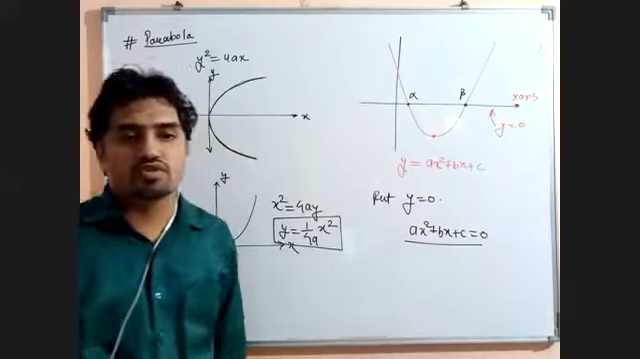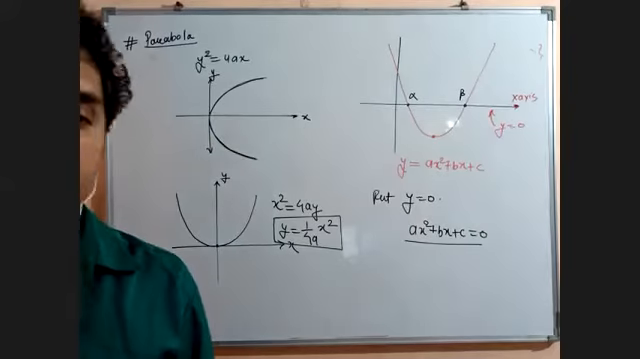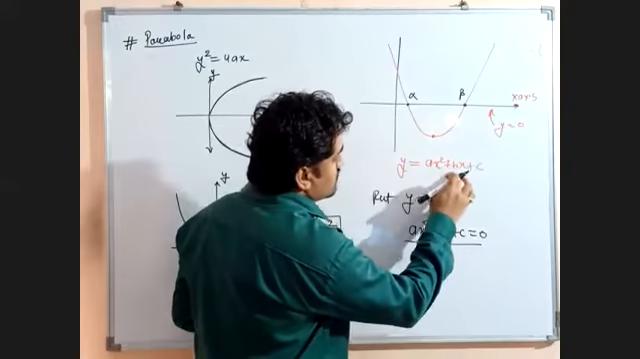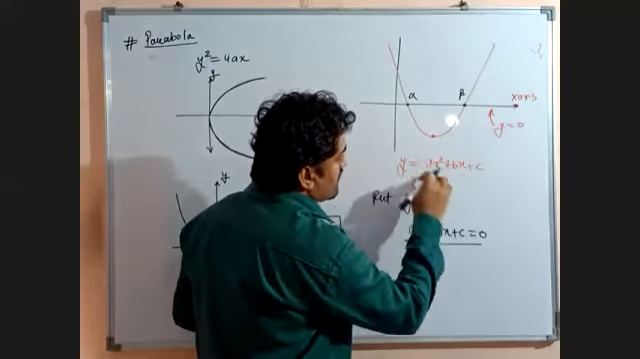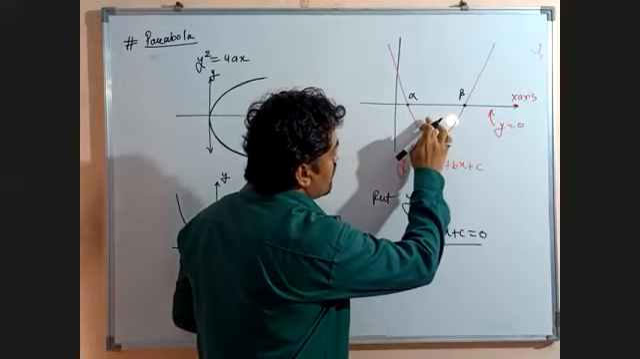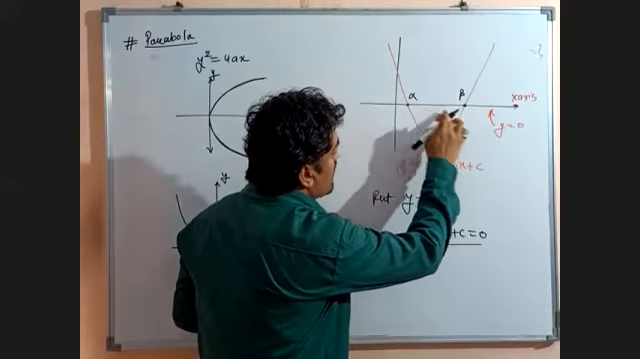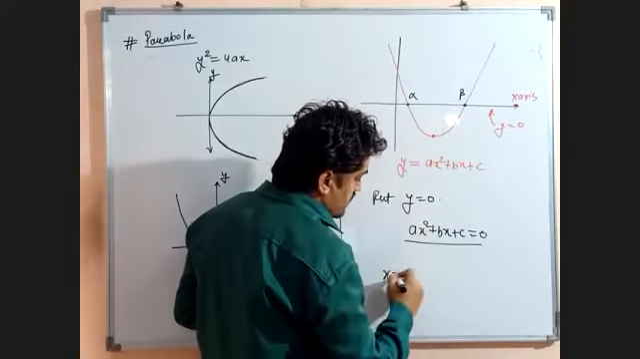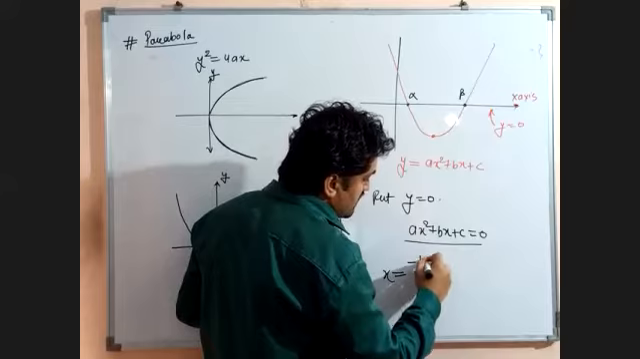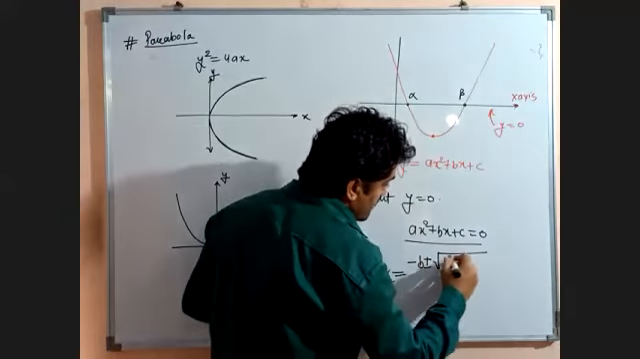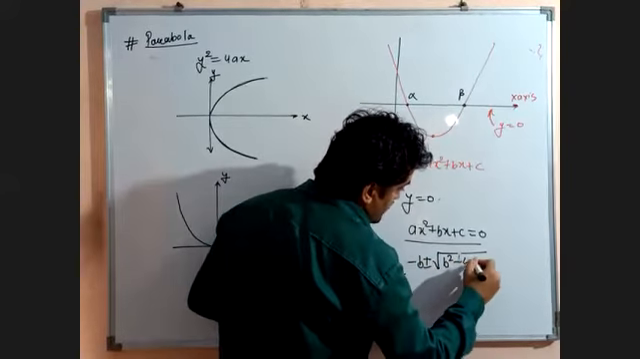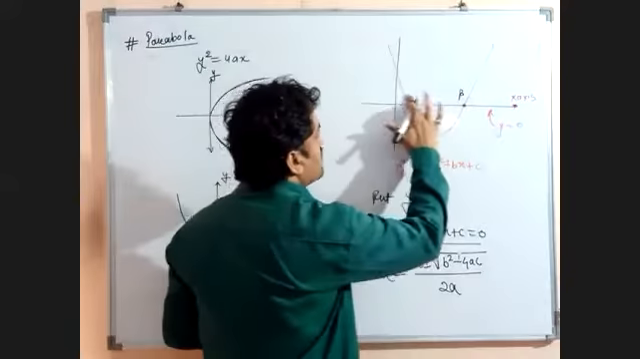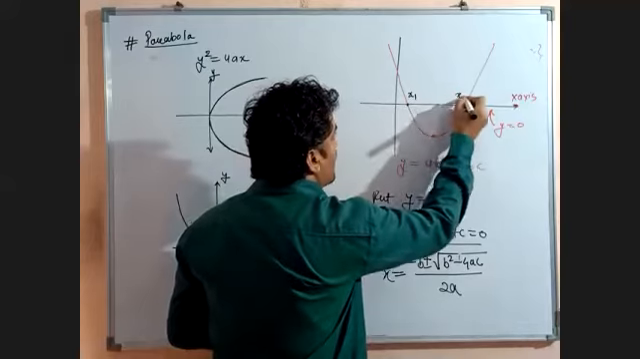You know very well roots of quadratic equation, alpha and beta. So y is equal to ax square plus bx plus c, the quadratic equation having graph of parabola, and roots are intercept of parabola on x-axis. So roots are x equal to minus b plus minus root b square minus 4ac divided by 2a. Okay, so find x1 and x2.